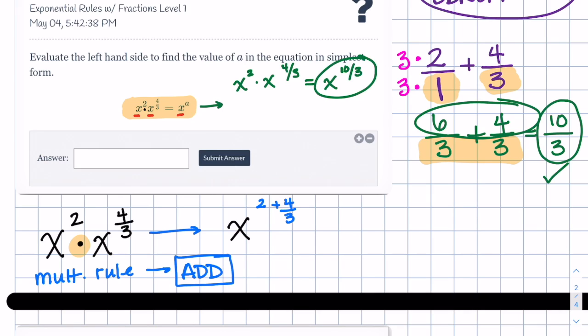So be careful, don't put x to the 10/3 in here. The question's asking for the value of a. See how it says the value of a? So they just want this. They just want the power. So just put 10 divided by 3. Done.